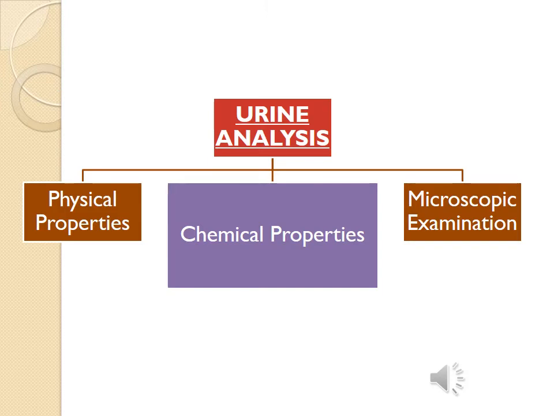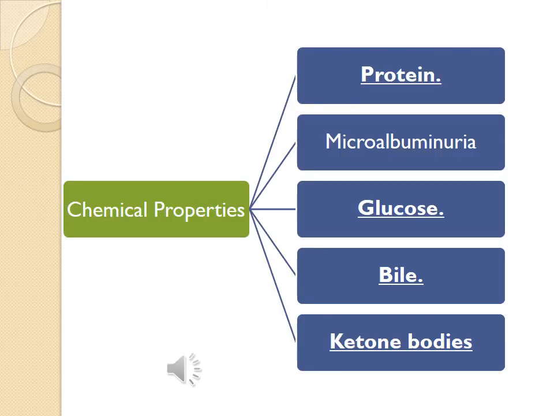Finished checking the physical properties of urine in the first PowerPoint presentation. In this one we will do chemical and microscopic examination. We'll start with chemical properties. You have to remember the 5 chemical properties: protein, microalbuminuria, glucose, bile and ketone bodies. In your book microalbuminuria is not given, so please note it down.